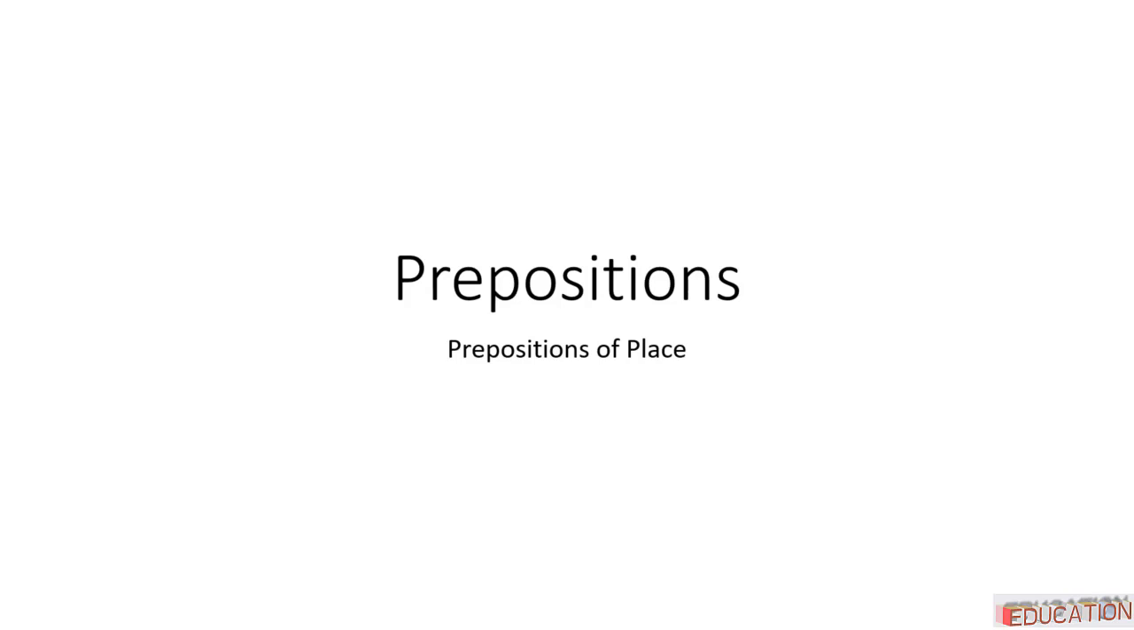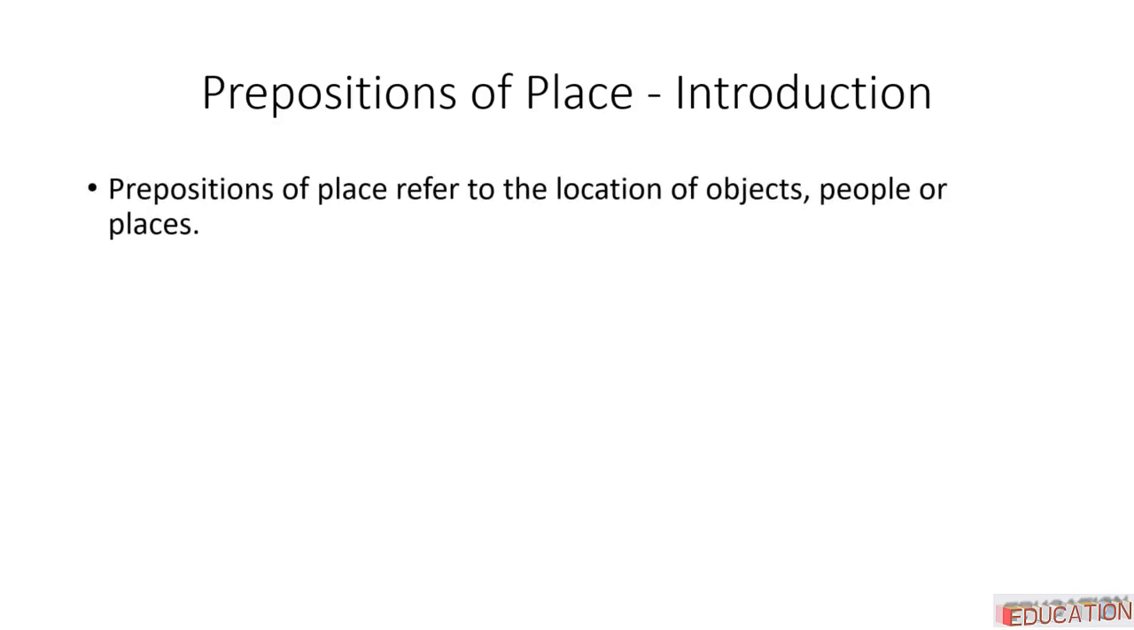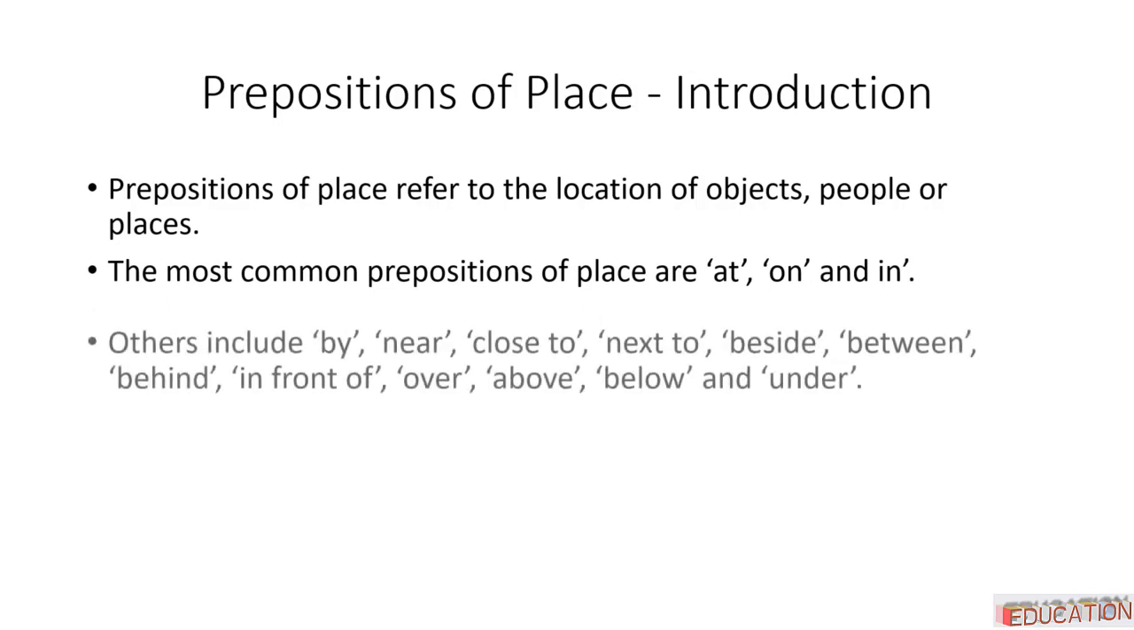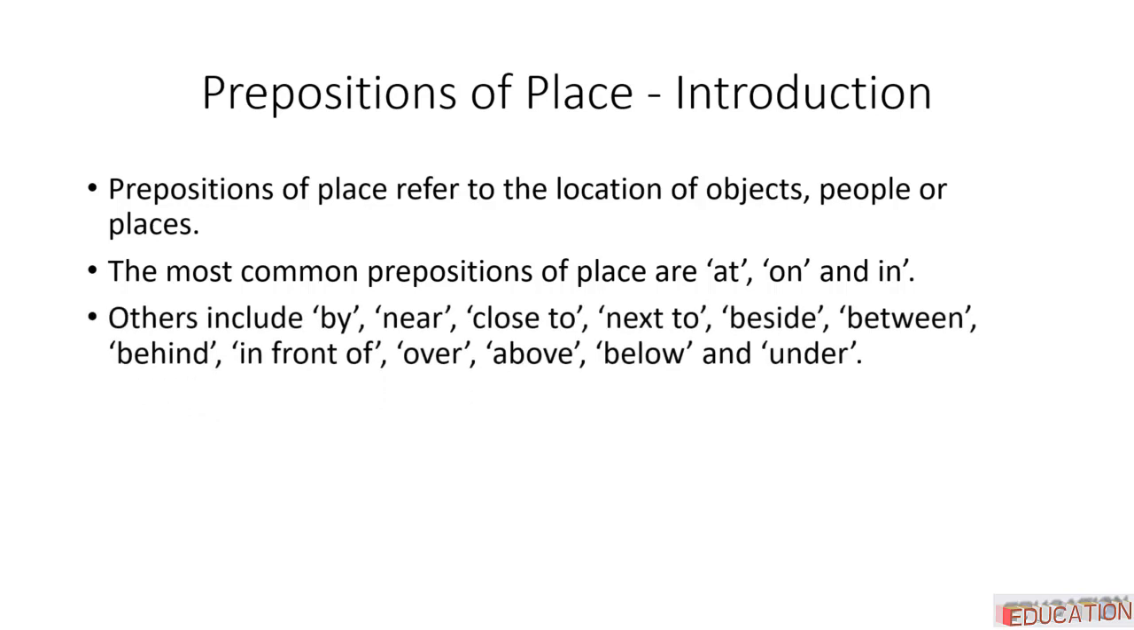This lesson is on prepositions of place. The prepositions of place refer to the location of objects, people, or places. The most common prepositions of place are at, on, and in. The others that we'll look at also in this lesson are by, near, close to, next to, beside, between, behind, in front of, over, above, below, and under.